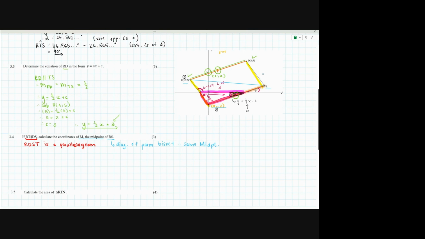However, I've got the coordinates of T and I've got the coordinates of D, which means that I can go and work out the midpoint of TD, and its midpoint is going to be exactly the same as the midpoint of RS. So knowing your properties of parallelograms and quadrilaterals in general is super important, because we use them especially in analytical geometry. Okay, so like I said, let's just rewrite this. RDST is a parallelogram. And we know this because both pairs of opposite sides are parallel.